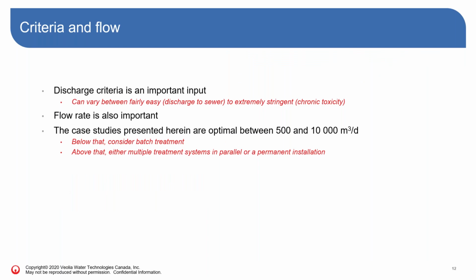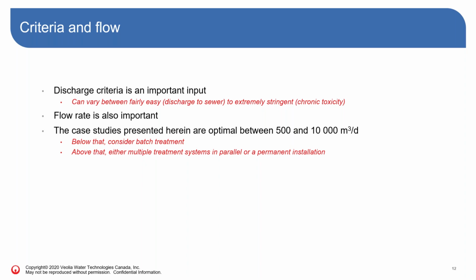Further, and this is very general, it's actually true of any water treatment issue. Obviously, before we talk about remediation or any kind of water treatment design, we need to have a clear idea of what the discharge criteria are. Those can vary a lot in remediation jobs, between fairly easy, if you're in a town or a municipality which has a treatment system, you can discharge to sewer. Usually the criteria are not very difficult. At the other extreme are extremely stringent chronic toxicity criteria when you're in a pristine Arctic environment or anything like that. Obviously, flow rate is also important.